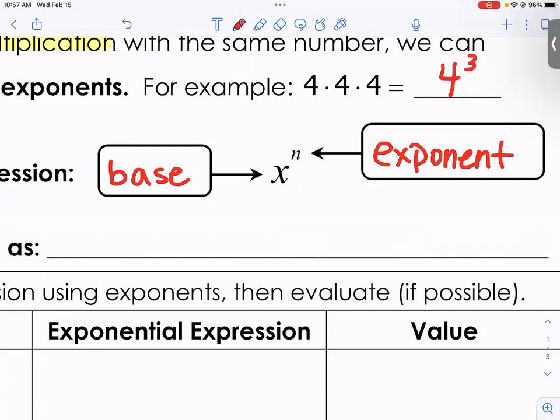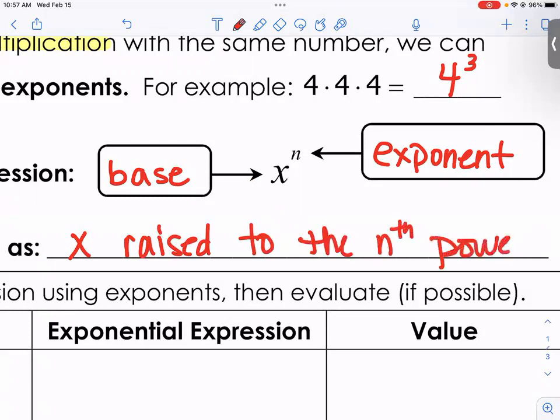Now, whatever we have, we're going to read it as, like in this case, x to the n. This is x raised to the nth power. Now, when our exponent is 2 or 3, we have special names, right? Like squared and cubed. And that's fine to say, right? But otherwise, we just say whatever to that nth power. So 3 to the 6th power, or whatever it may be.